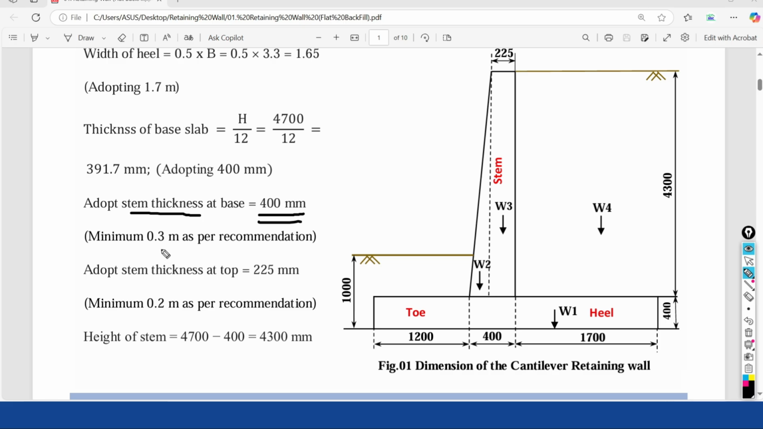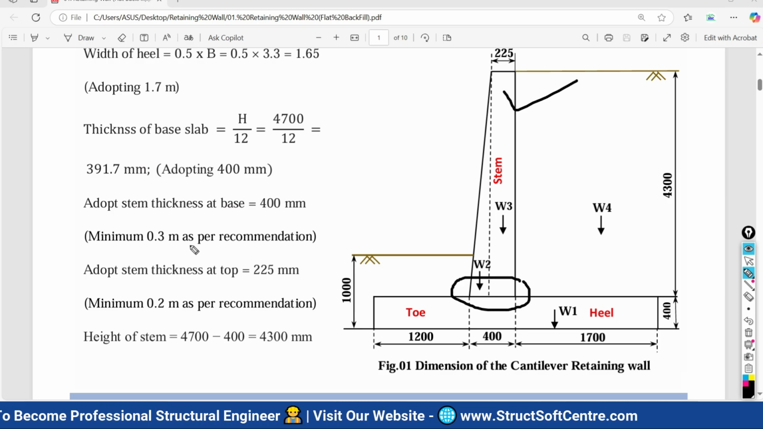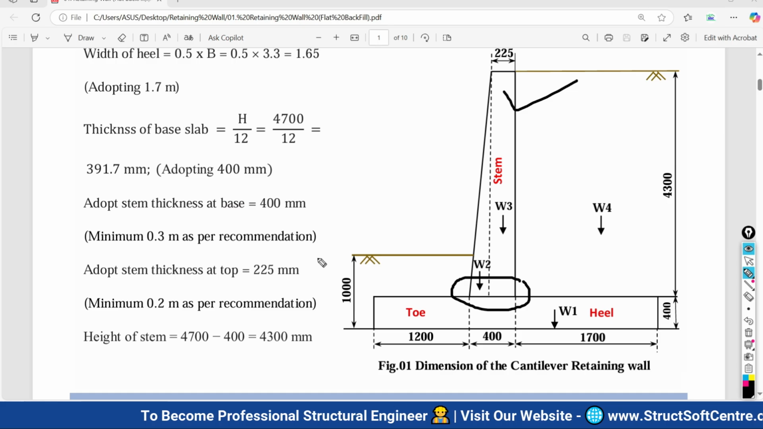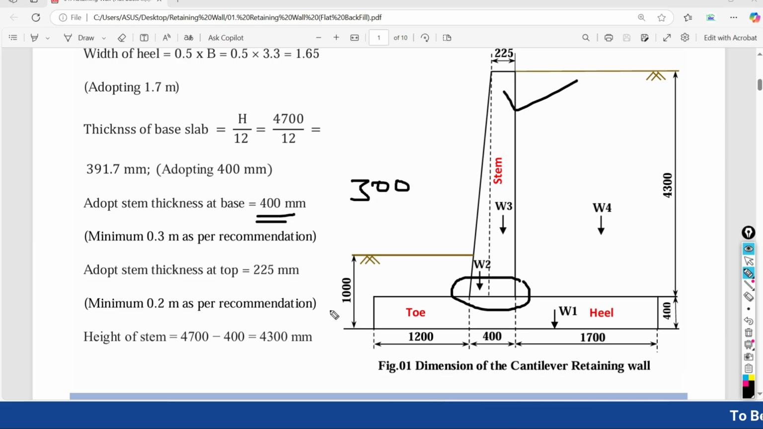So minimum 0.3 meter as per the recommendation. What is the recommendation saying? That the thickness of your stem at its base should be taken as 0.3 meter, means 300 mm. Minimum it should be 300 mm. We have adopted 400 mm. That's we are safe. At the base it is finalized 400. What about the top?